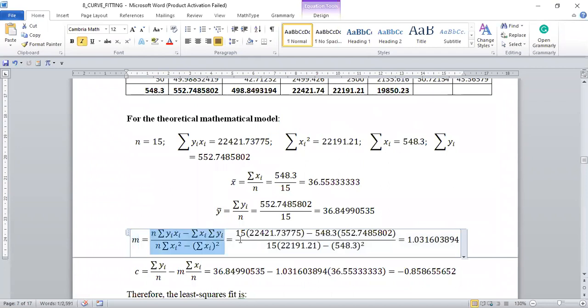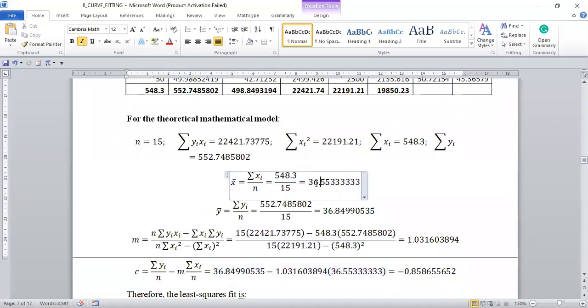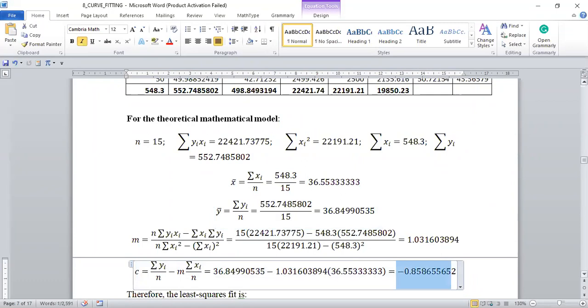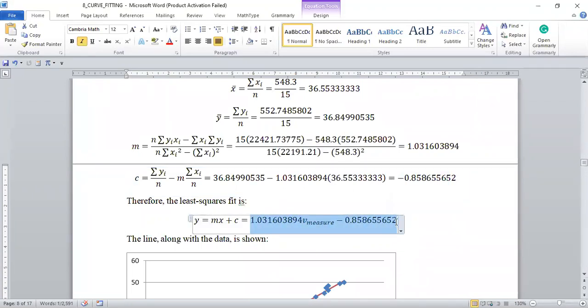So using this equation, you just plug in all these values. Then we got M as this. Then our C, which is the intercept. We plug in the values because we've already gotten the mean of the X and the mean of the Y. So we arrived at this. Therefore, the straight line that fits the first model is given by this.